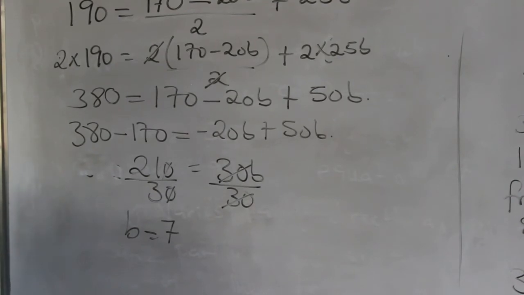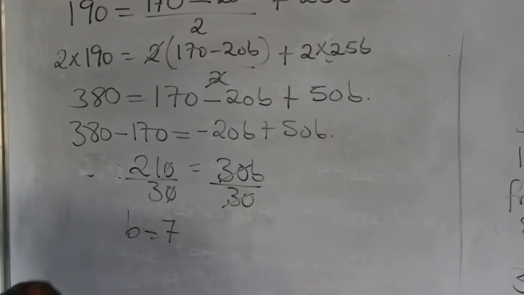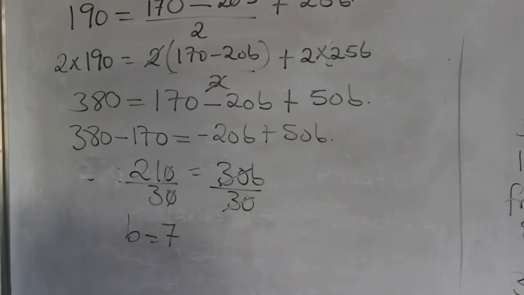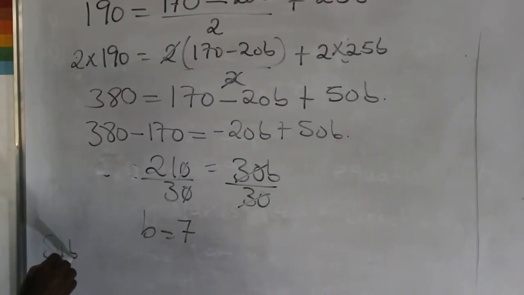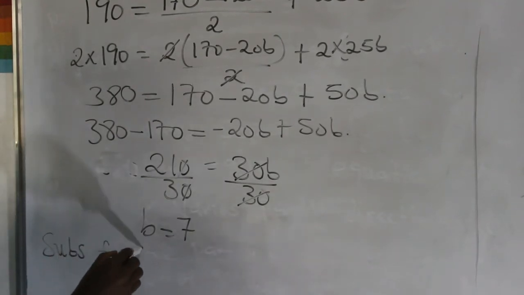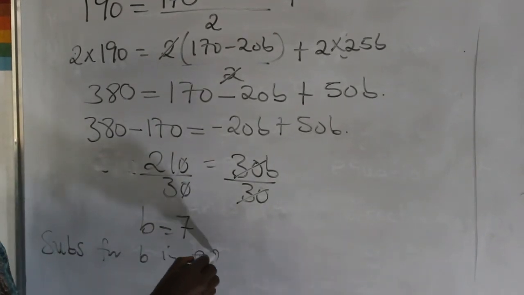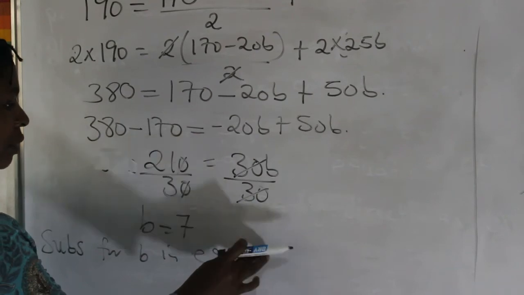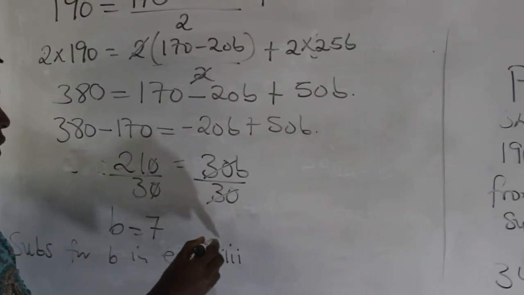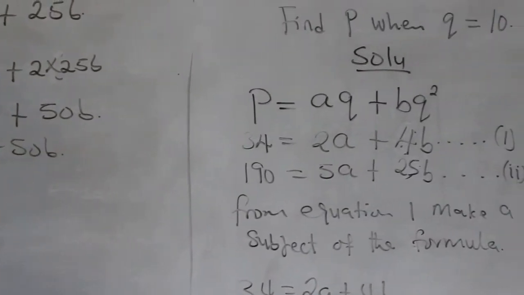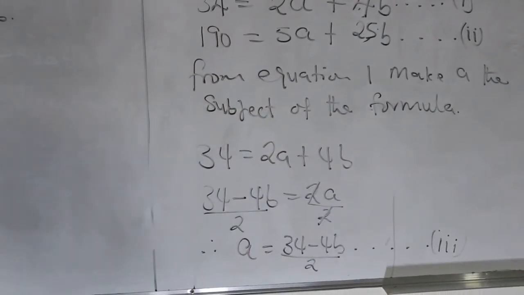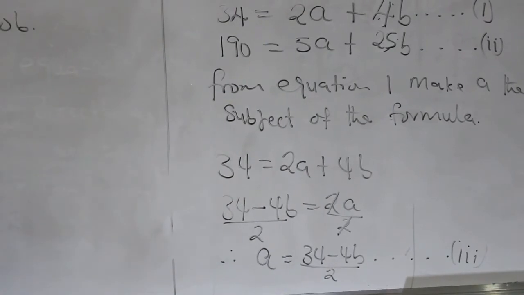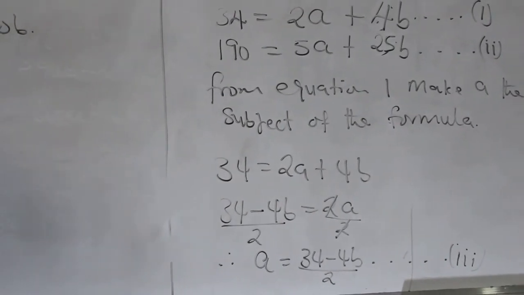One of the constants is 7. So let's find the second constant, which is A. So we are going to substitute for B in equation 3. Remember, we made A the subject of the formula, and that gave us equation 3. So we substitute for B there. So wherever we see B, we write 7.